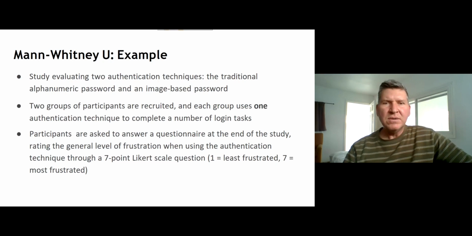And then they're asked to answer a questionnaire at the end of the study, rating the level of frustration when using each authentication technique on a 7-point Likert scale, with 1 being the least frustrated and 7 the most frustrated. So what type of measurement is that? Is that nominal, ordinal, interval, or ratio? I'll let you answer that.